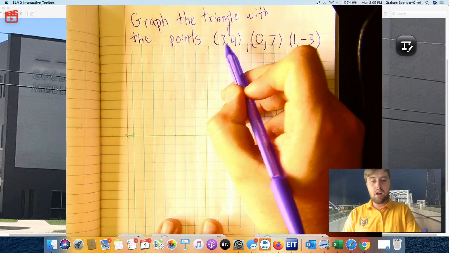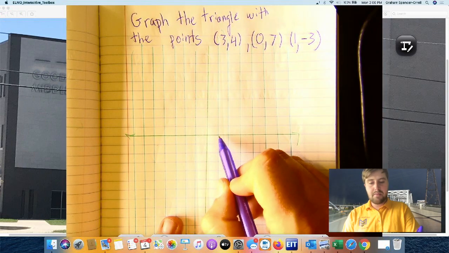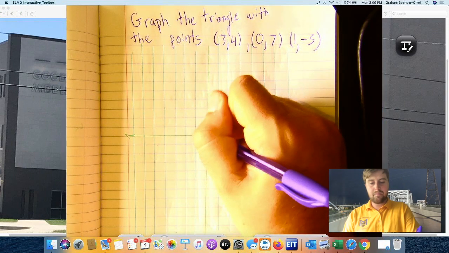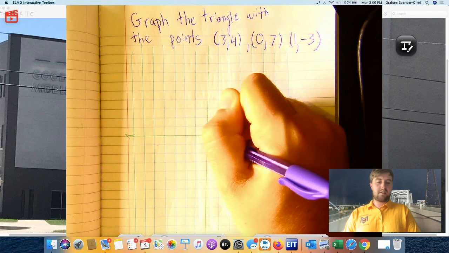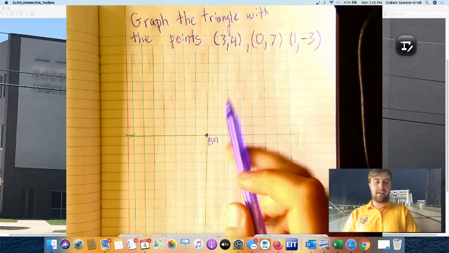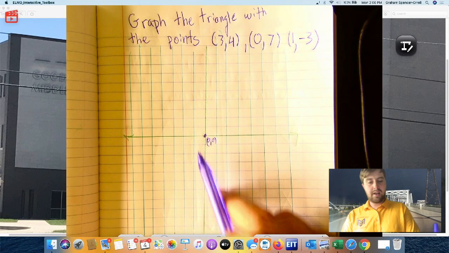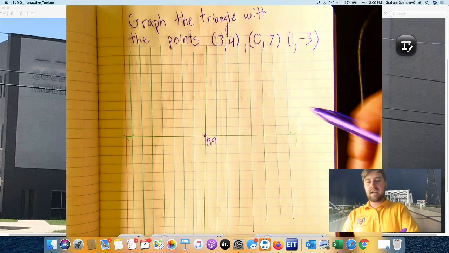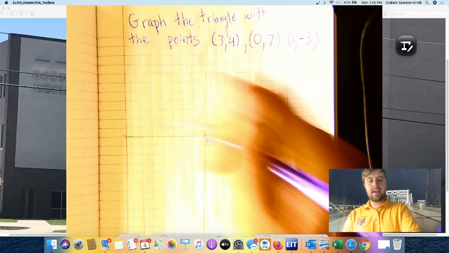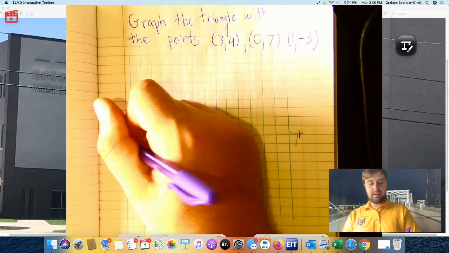So I'm going to always start at the origin. Remember, that's our point that is 0, 0. Every point's going to start in the origin, then we're going to move left or right, and then up or down. So positive goes this way, to the right, negative goes to the left, positive is up, and negative is down.